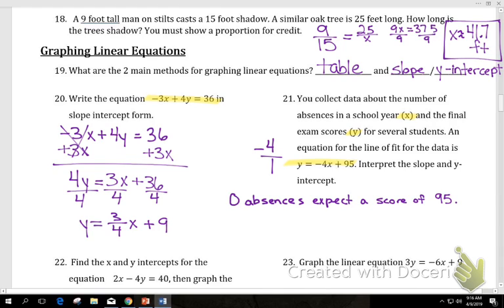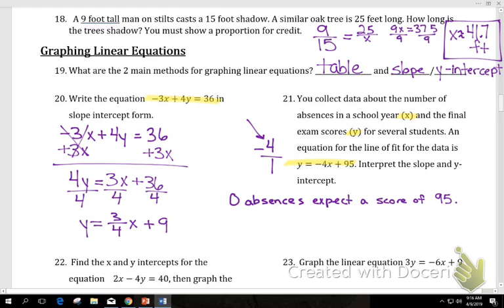Rise is your Y value. What did we say stood for Y? Scores. What did we say stood for X? Absences. So here's what it's saying. Your score will decrease how many points? 4 points for every 1 absence. Okay? So you're naming the category. You understand that rise is your Y value. Here, Y stood for score. Your run is your X value. Here, X stands for absences.